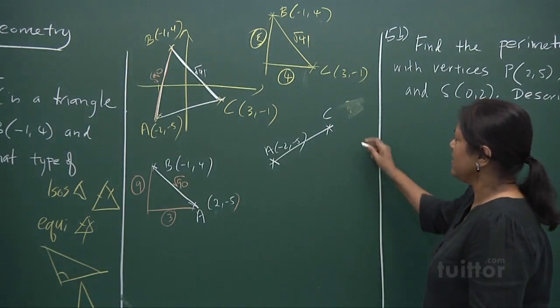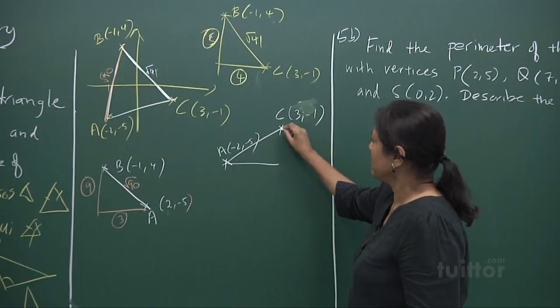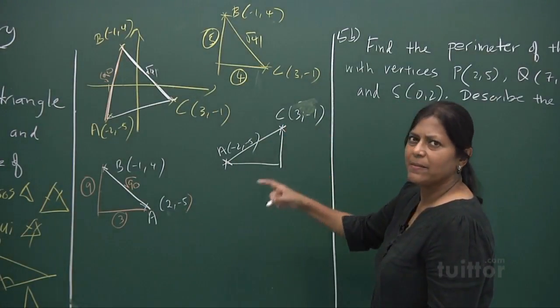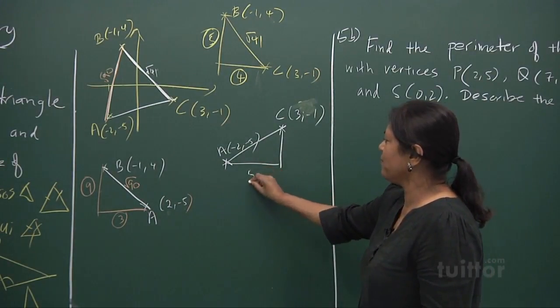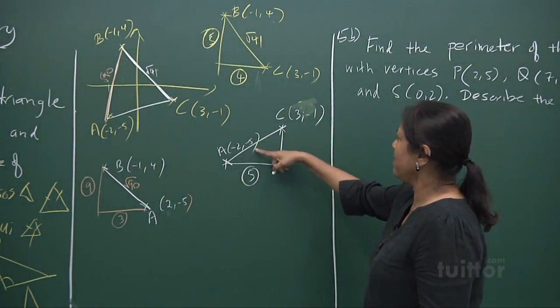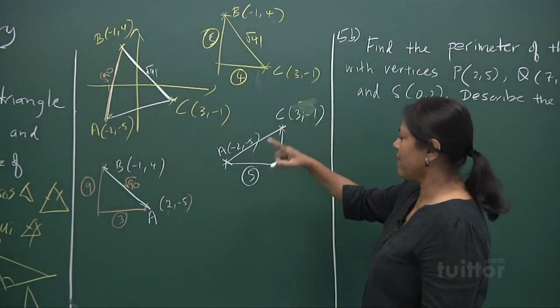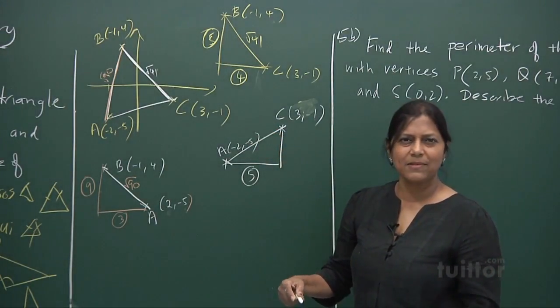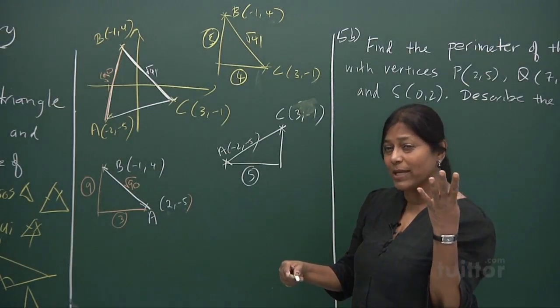And C is (3, -1). From A at -2 to 3, -2 to 0, 0 to 3, that is 5 units. And from -5 to -1, alright, -5 going up to -1. How many steps? -5, -4, -3, -2, -1, 4 units.